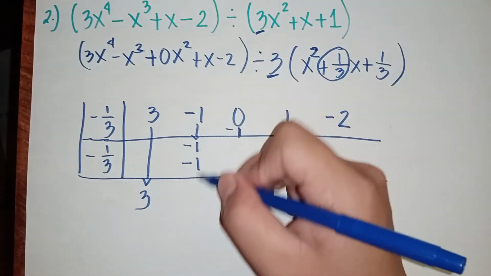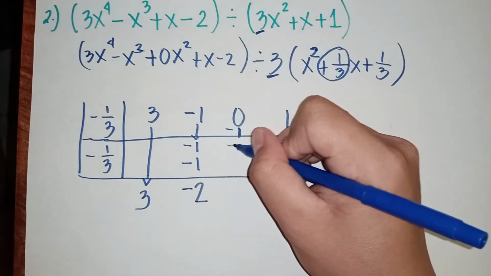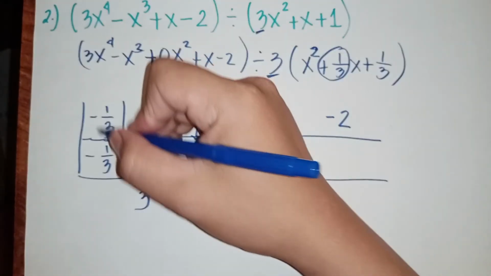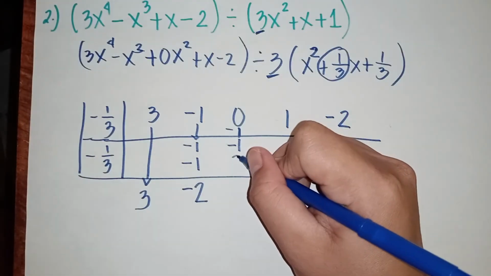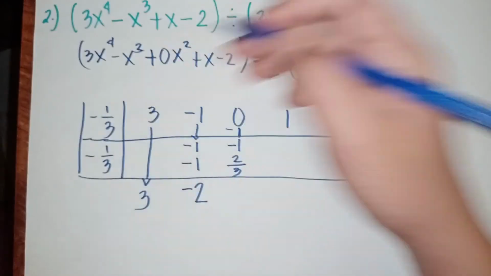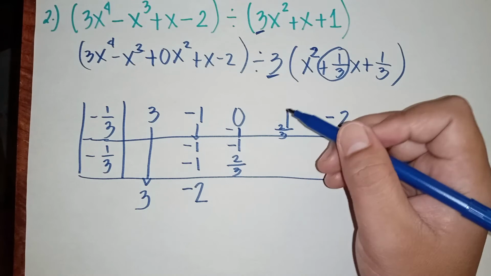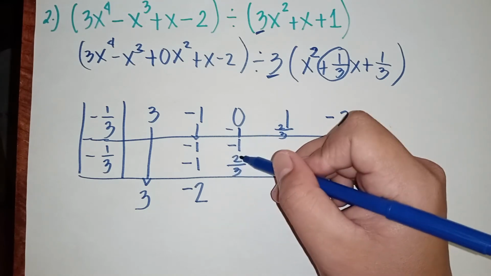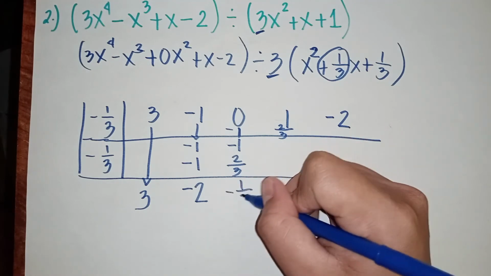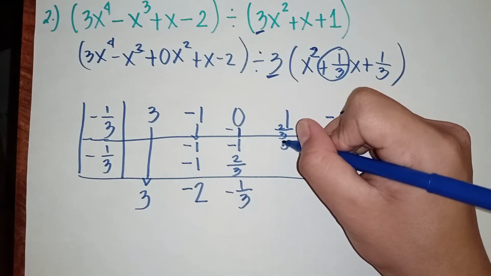So, again, we add, this is negative 2. This is 0 plus negative 1, this is negative 1. Again, we multiply negative 2 times negative 1/3, that is positive 2/3. Okay? Negative 2 times negative 1/3, still that is positive 2/3. Okay? We add negative 1 plus 2/3 is, this is negative 3 over 3, negative 1/3. Okay? So, adding this is 5/3.